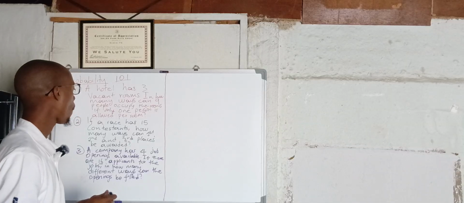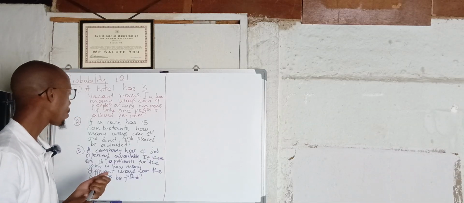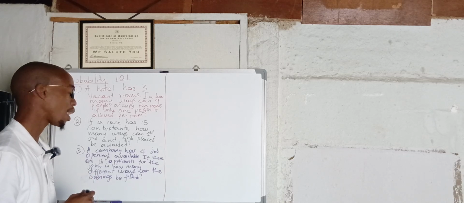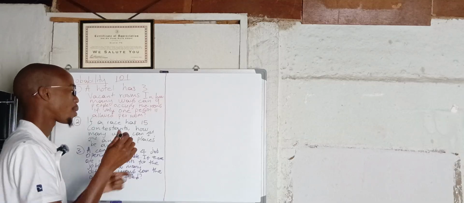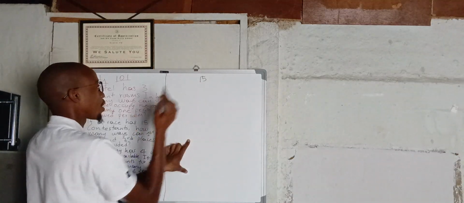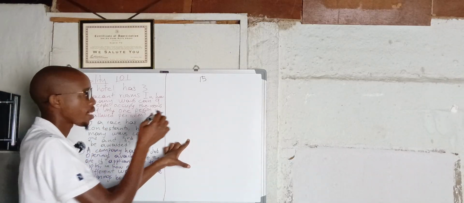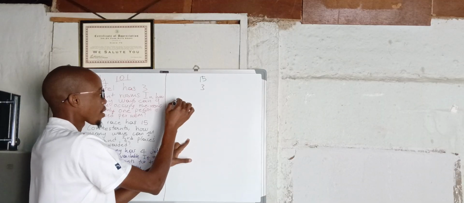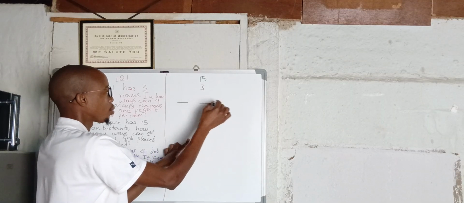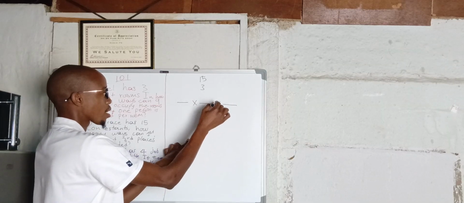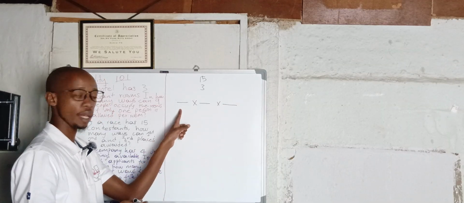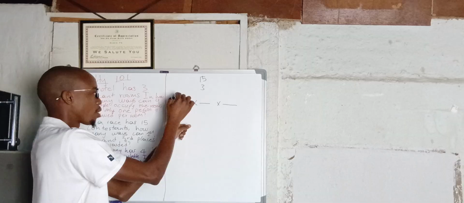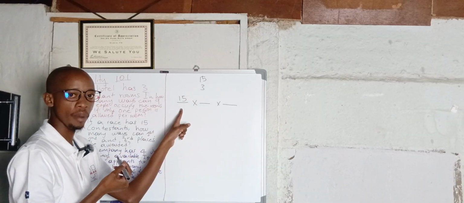Let's check question number 2. In a race that has 15 contestants, how many ways can first, second, and third places be awarded? How many people are running? 15. And how many places are there to be awarded? 3 places. Let's start with the first method: 1, 2, 3 spaces with multiplications in between. For the first position, how many people have a chance of winning? 15. All of them have a chance of becoming number 1.